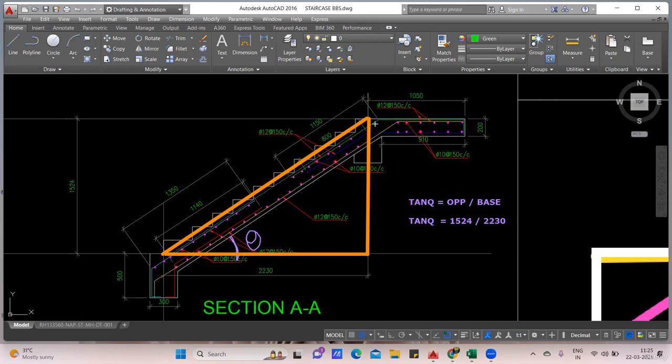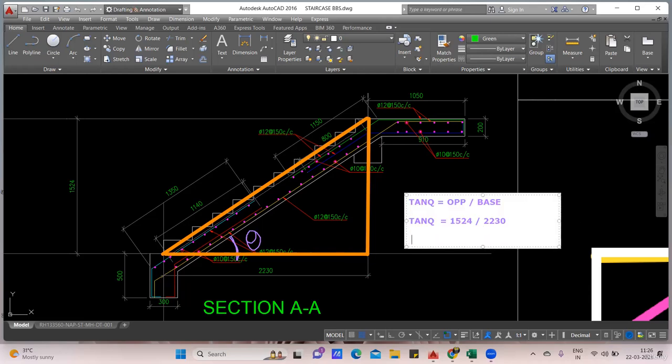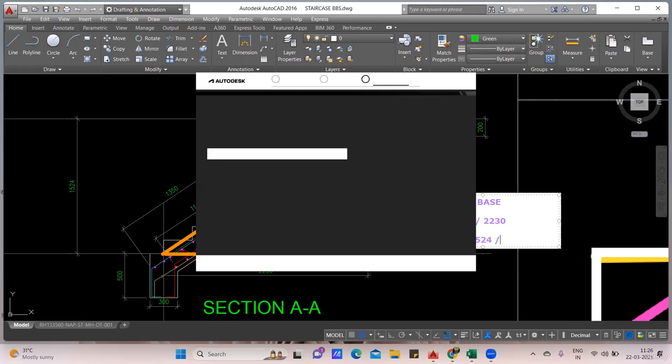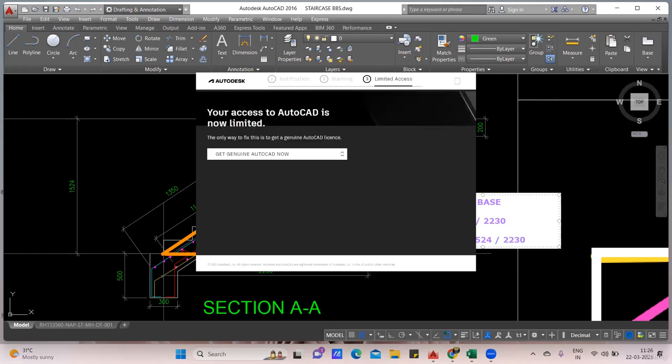So tan theta is equal to opposite by base. It will come out to be, this height is 1524, and base is 2230. So try to do this calculation. If I want theta, that is Q, Q is equal to tan inverse. That basic calculation I hope you know: when tan goes to the other side, it becomes tan inverse. So it is tan inverse of 1524 divided by 2230. Try to do this calculation and tell me what angle you are getting.